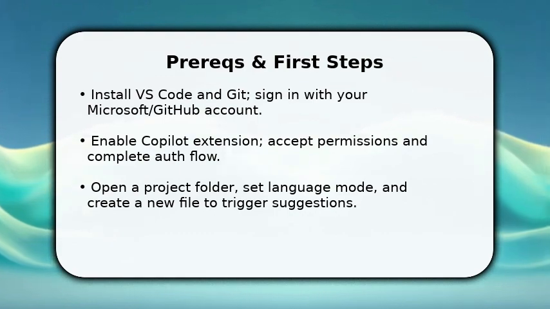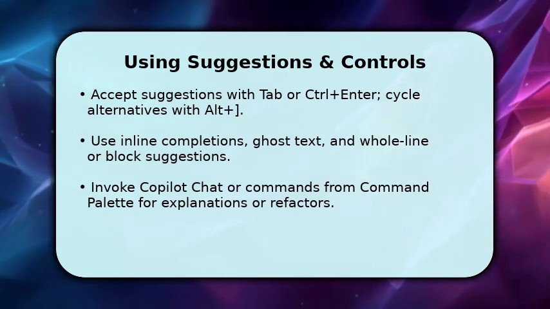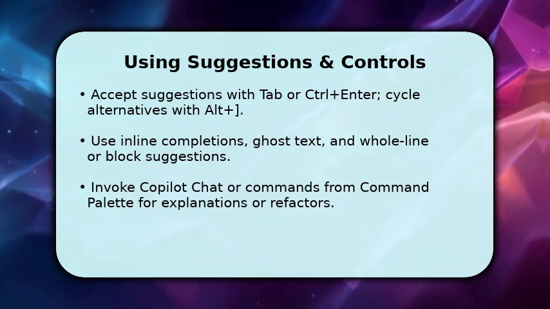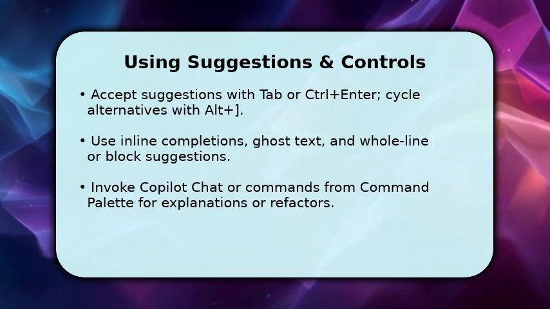Now interact with suggestions. When ghost text appears, accept it with Tab or use Ctrl+Enter for full-line completions. Cycle alternatives with Alt+. You can ask Copilot to complete functions, write tests, or generate comments.